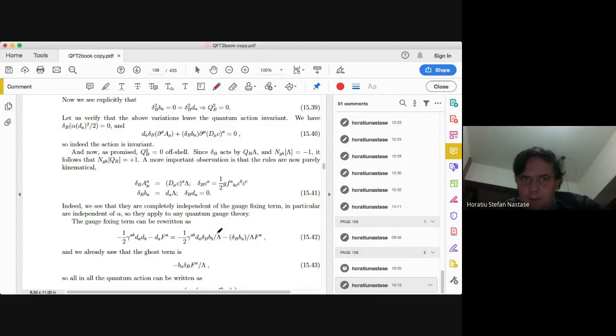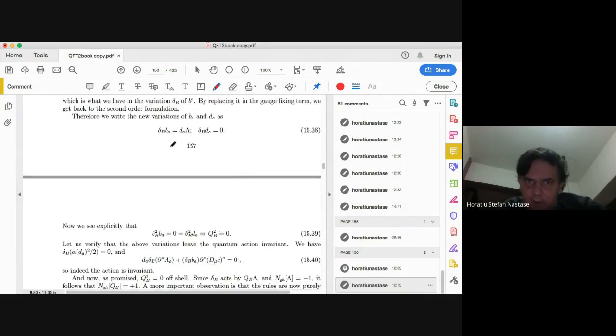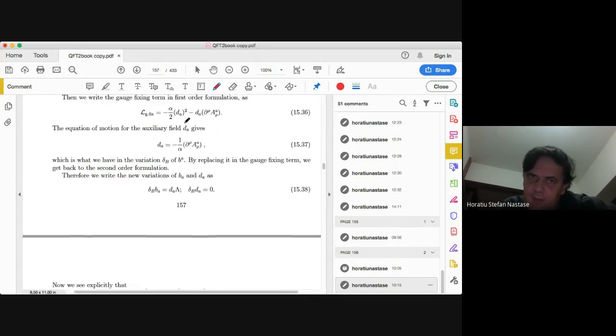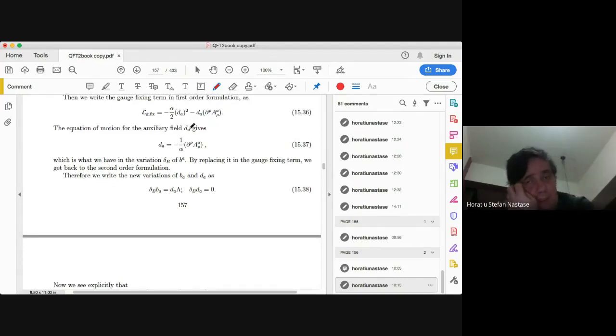Now, I rewrote the variation of B A like this, and the variation of d like this equal to 0. So this is our assumed BRST variation, but the gauge fixing term was removed by this first order form.